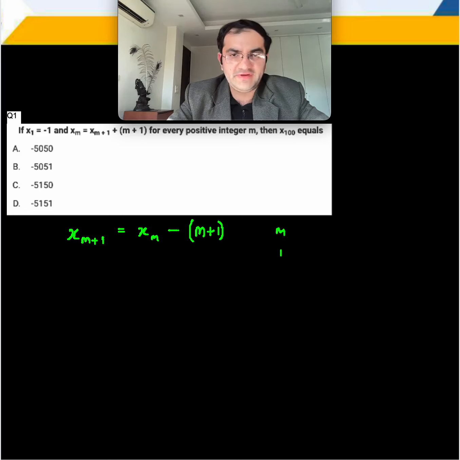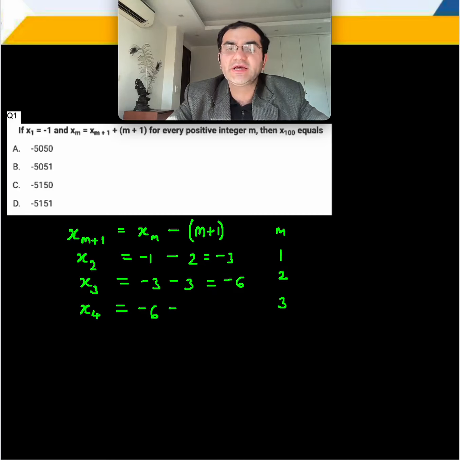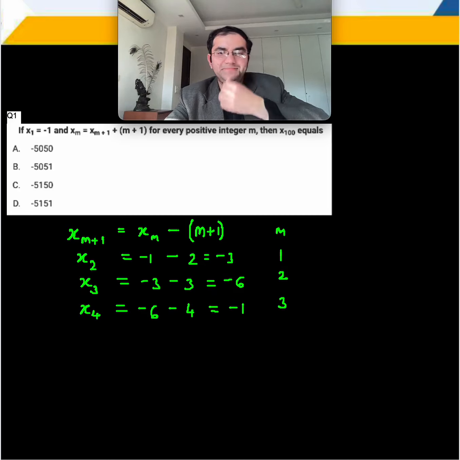If I take an example of m equal to 1, then 1 plus 1, x2 will be equal to x1, which is minus 1, minus (1 plus 1), that's 2, which gives me minus 3. Let me try m equal to 2. So 2 plus 1, x3 will give me the previous term, x2, that is minus 3, minus (2 plus 1), 3. It becomes minus 6. We'll do one more iteration. x4 will be the previous term minus 6, minus (3 plus 1), 4, which gives me minus 10.